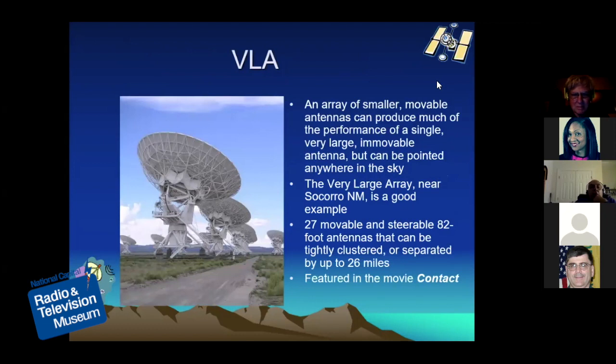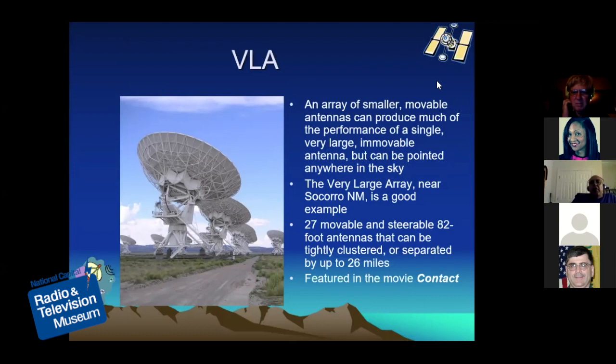VLA, I've been out there. I was working on some radio projects near Socorro, New Mexico, and one day I decided to take a day off and go up and look at the VLA, which is up near Socorro. 27 antennas. They can be tightly clustered or separated by up to 26 miles. And if you're familiar with that part of New Mexico near Socorro, if you want to move things around 26 miles apart, you've got plenty of space to do it because there's a whole lot of nothing out there. It was in the movie Contact.